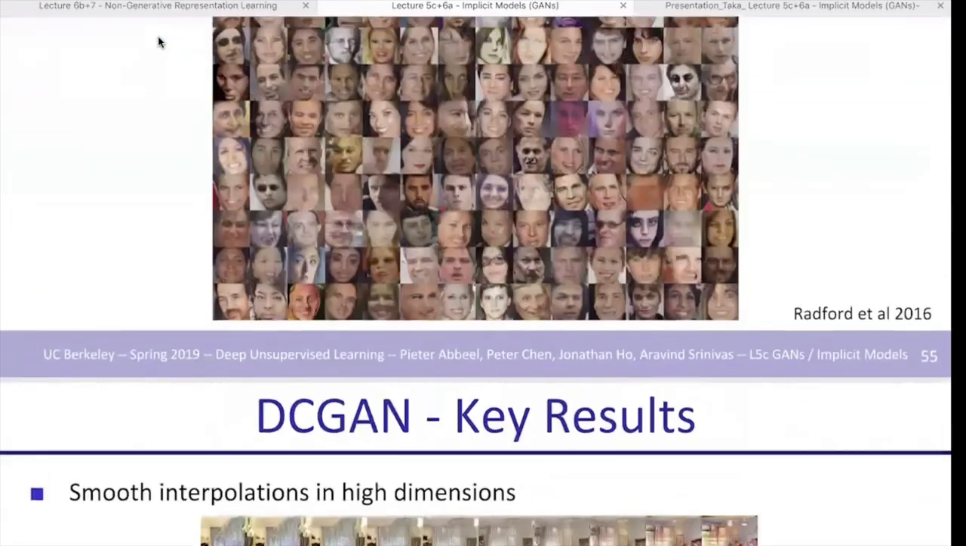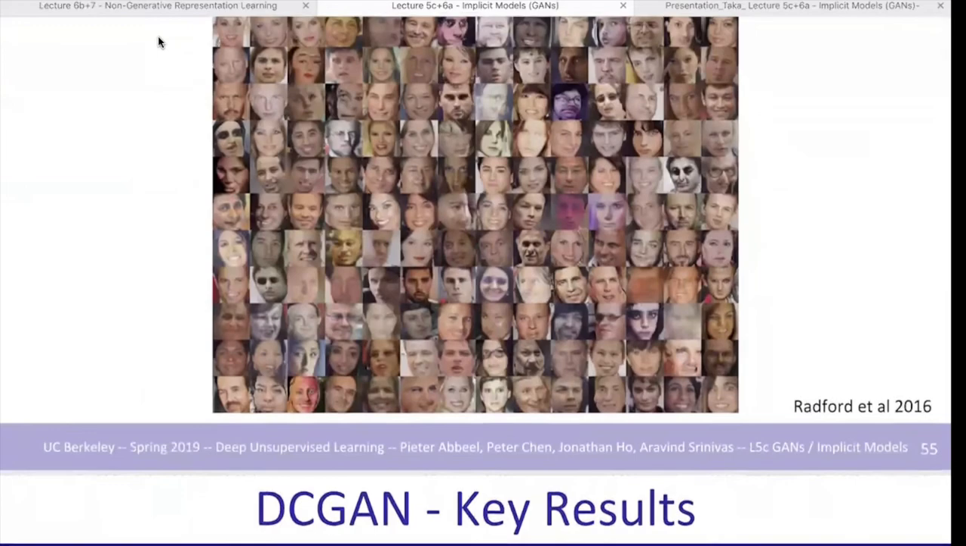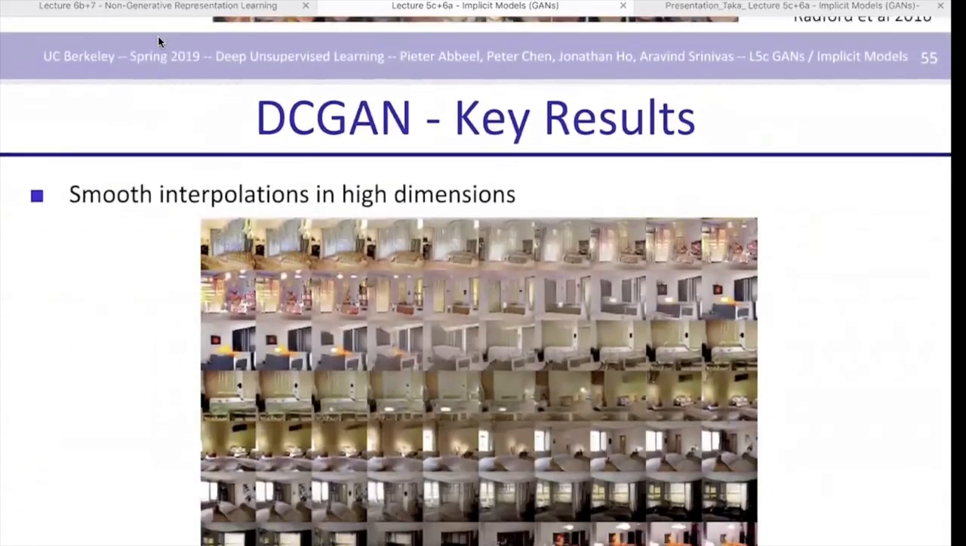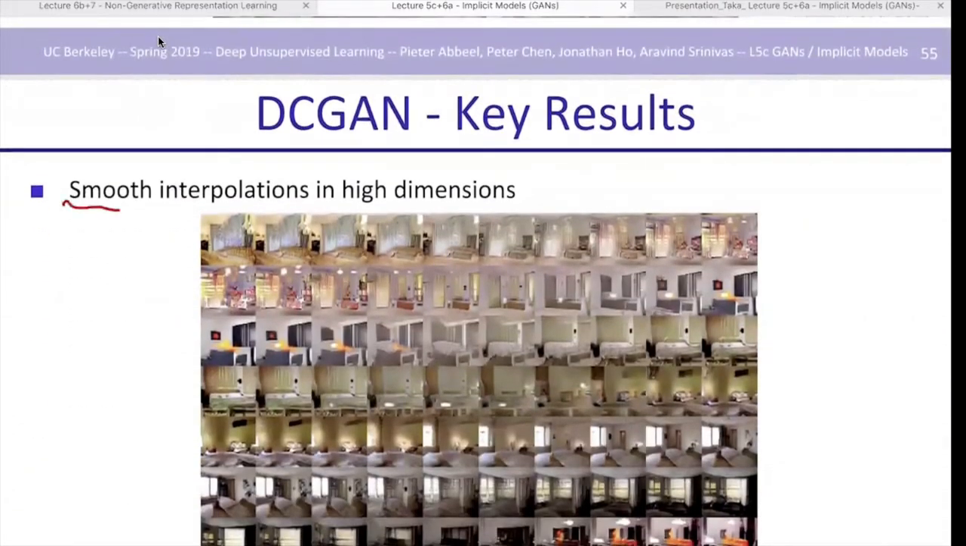And this is also the result on the person's face. There is an important concept called smooth interpolation. This is also introduced before. We create the real data, the real picture, from the latent Z. And if we change a few values of the latent Z, then we can smoothly change the picture.